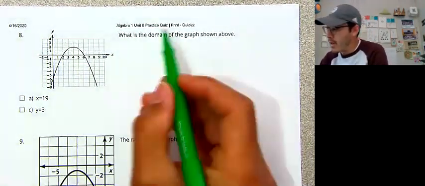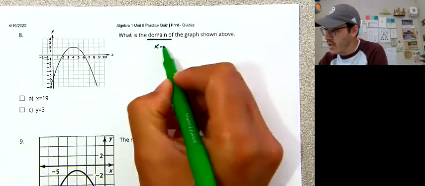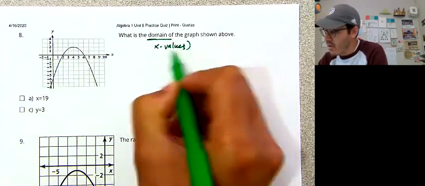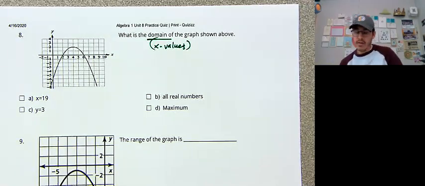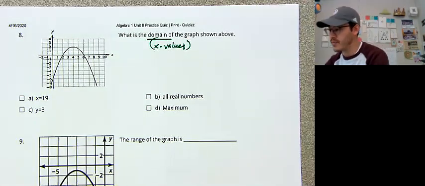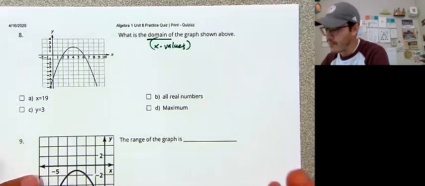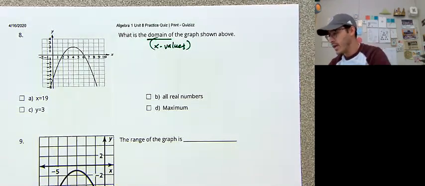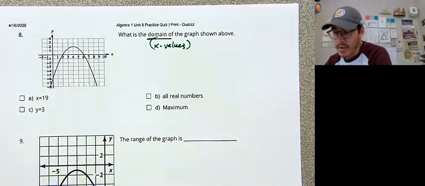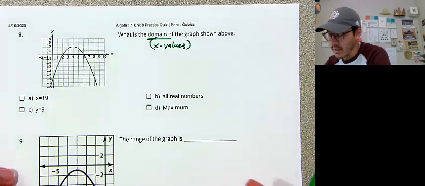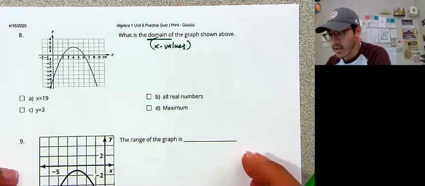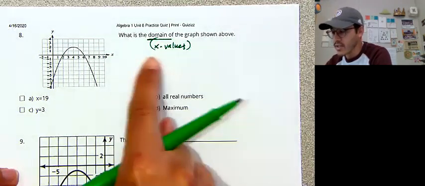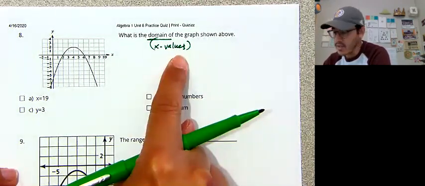8 is a question about the domain, which are the possible x values on our parabola. So, I think most students kind of have a difficult time with domain and range. And I'm sure teachers probably have a difficult time teaching it too. It's maybe an abstract concept.